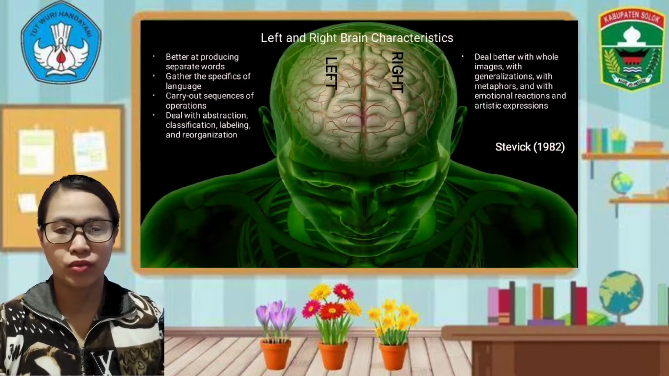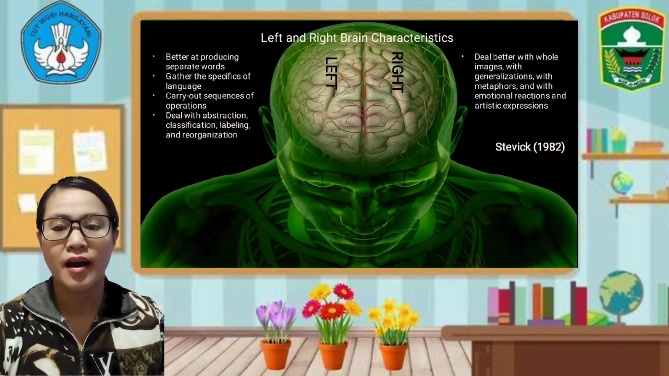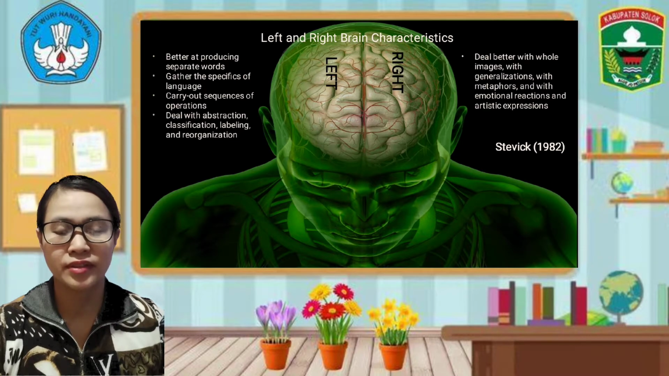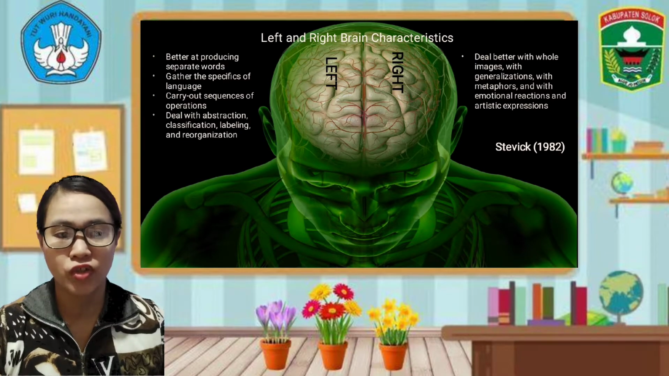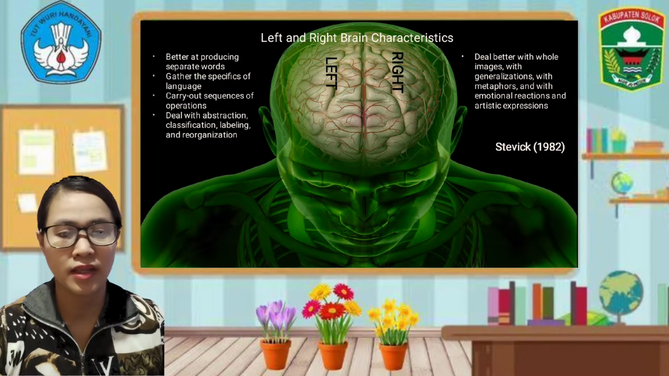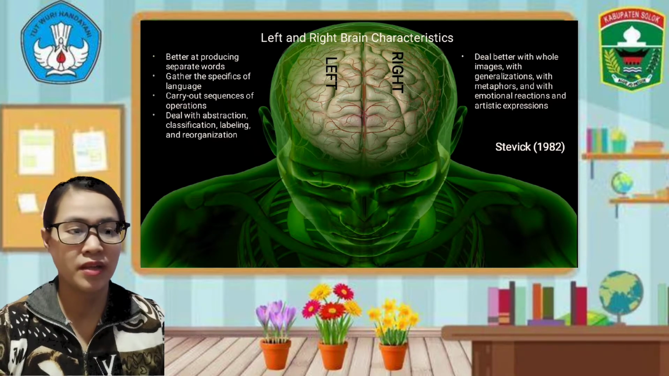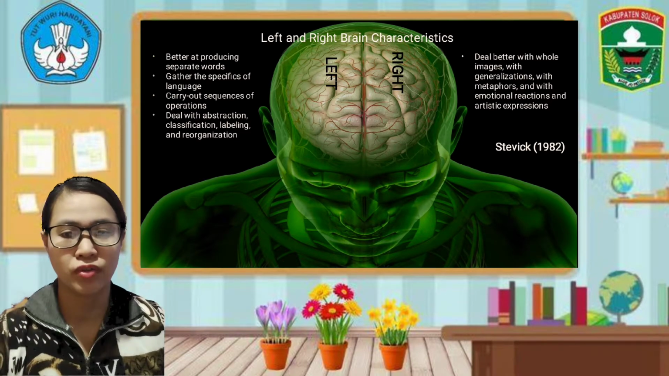Stiefik of 1982 concluded that left brain dominant second language learners are better at producing separate words, gathering the specifics of language, carrying out sequences of operations, and dealing with abstraction, classification, labeling, and reorganization. Right brain dominant learners, on the other hand, appear to deal better with whole images, with generalizations, with metaphors, and with emotional reactions and artistic expressions.